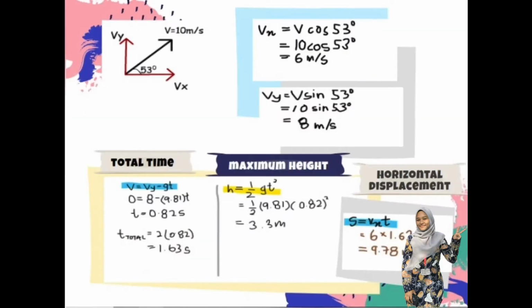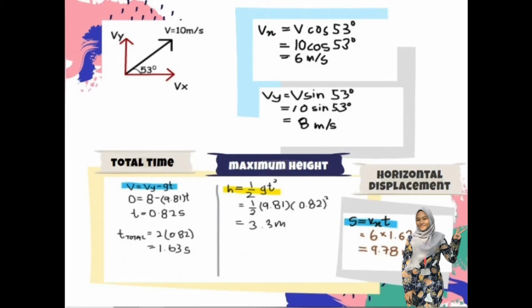Okay, for the solution, it's quite same like the previous question. First, we need to find the V component. Just substitute the nilai when we know the V is 10. And to find the total time, we use the formula V equal to Vy minus GT, and we get the T is 0.82, but we need to multiply it with 2 because the 0.42 is just like separuh daripada dia punya pergerakan, so kena darab dengan 2.